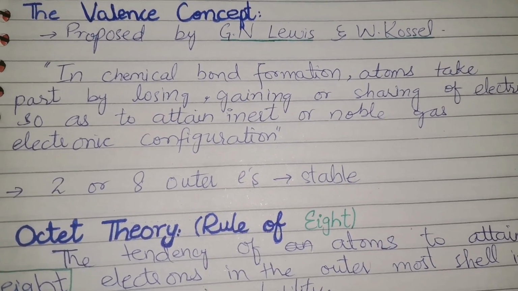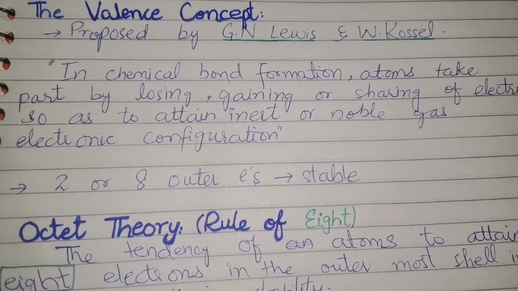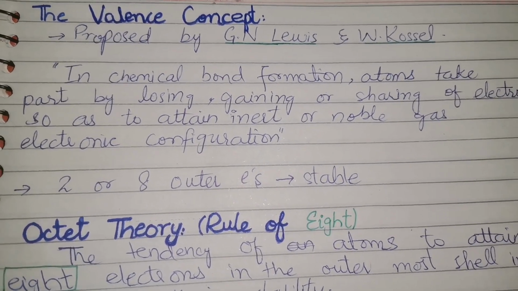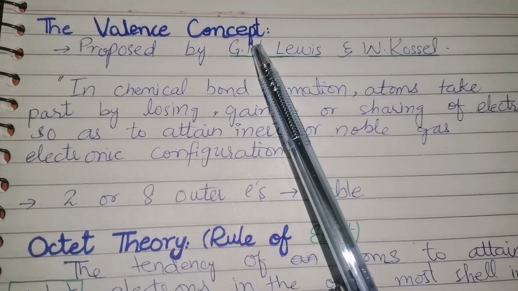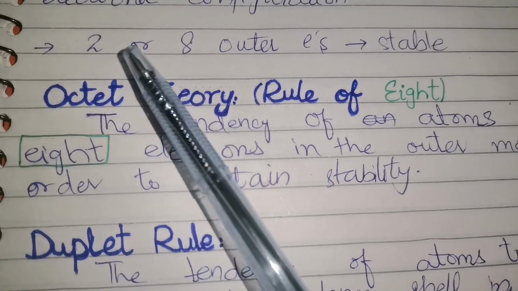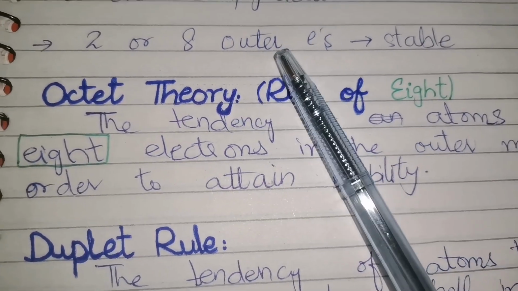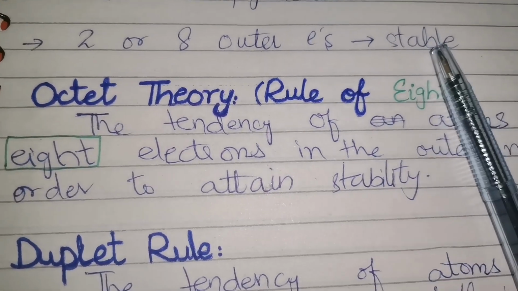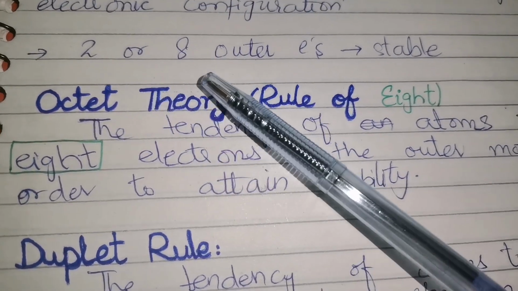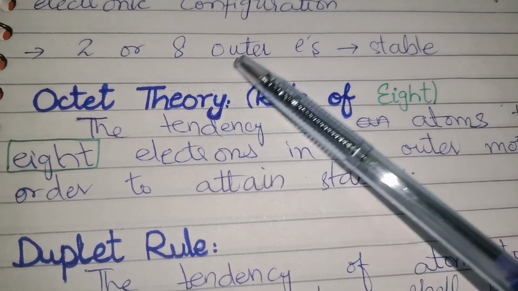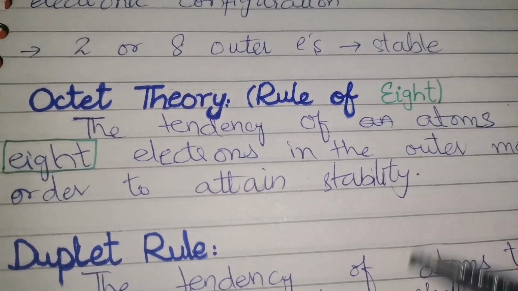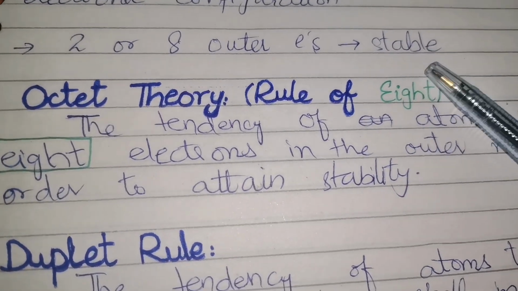If you have not watched my previous lecture, then the link is in the description below. First watch that video and then understand the valence concept. Here we say that 2 or 8 outer electrons are considered to be stable. When an atom or molecule has 2 or 8 electrons in its valence shell, it will be considered stable.